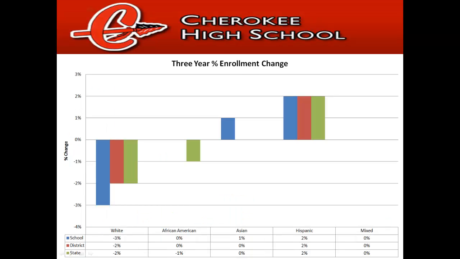However, Cherokee High School, Cherokee County, and the state of Georgia have seen a shift in the population in the last 3 years. Cherokee High School has seen a drop in its white population by 3% and an increase in its population of Asian and Hispanics by 1 and 2% respectively. This is very similar to the district, which saw a 2% drop in its white population and a 2% increase in its Hispanic population, whereas the state saw a 2% drop in its white population and a 2% rise in its Hispanic population. The state also saw a 1% drop in its African American population.